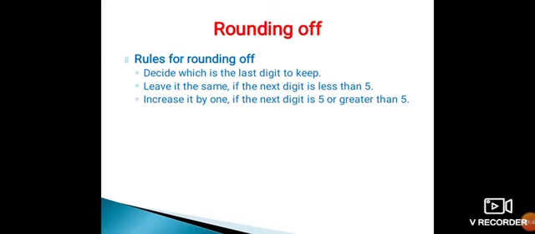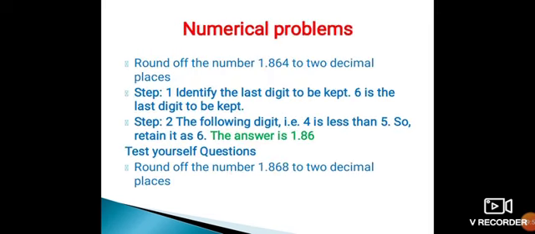Decide which is the last digit to keep. Leave it the same if the next digit is less than 5. Increase it by 1 if the next digit is 5 or greater than 5. I am going to solve based on that. Round off the number 1.864 to 2 decimal places.